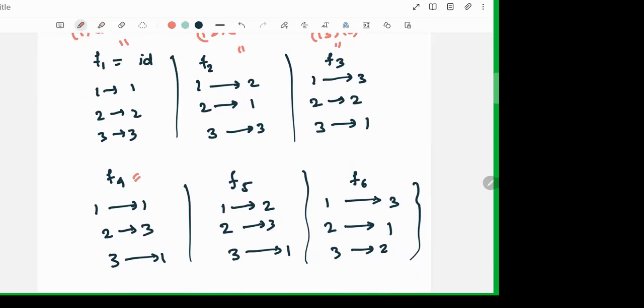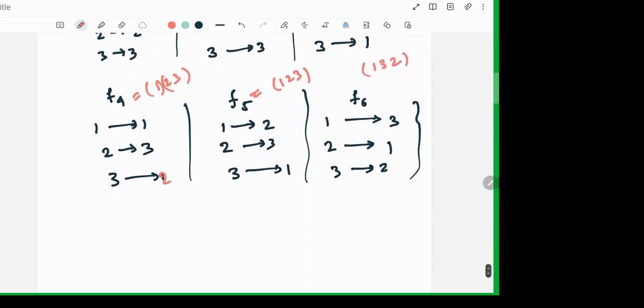F4 should have the third function, 3 to 2. So this is just 1, and then (2 3). Sorry, (2 3) with 1 as a single bracket. Now what is F5? It is (1 2 3) in a single bracket. And this is (1 3 2). Now you can see both of these are different things. So that's why order matters.